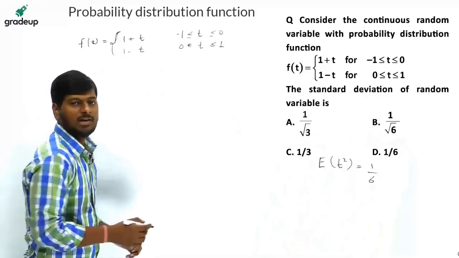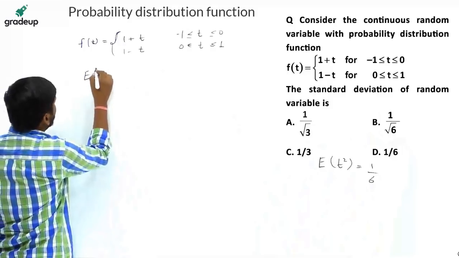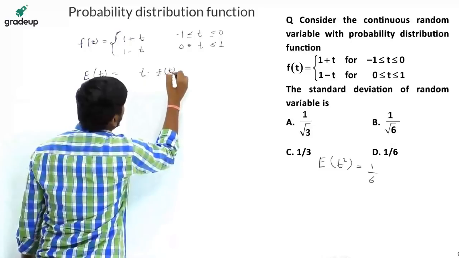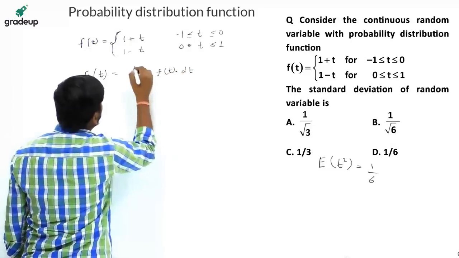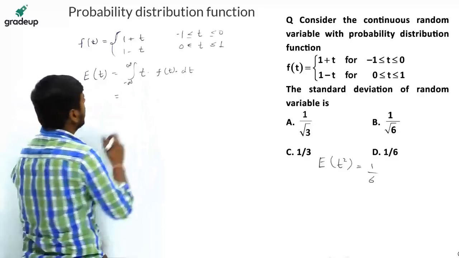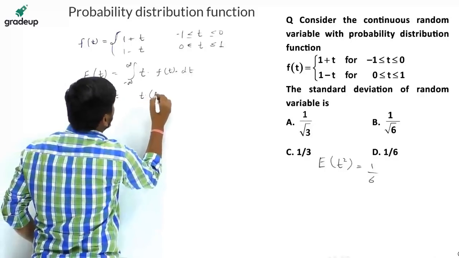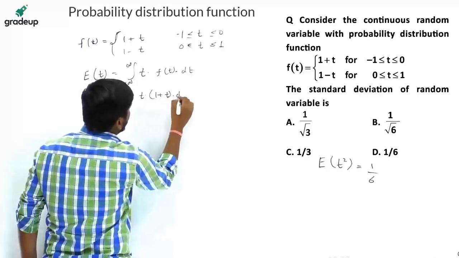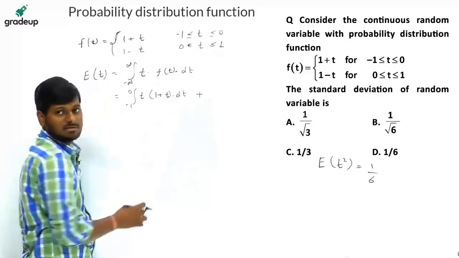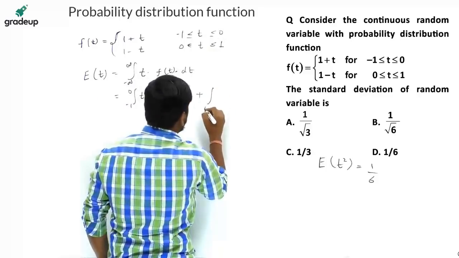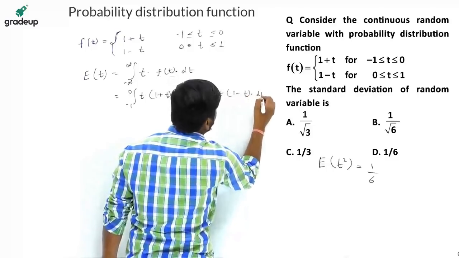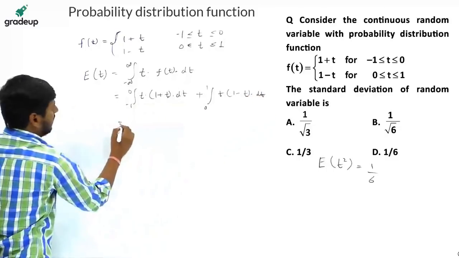Now we will find E(t). E(t) is the mean of the random variable. Mean is equal to the integral of t into f(t) dt, integration from minus infinity to infinity. So this is equal to t into 1 plus t dt, limits from minus 1 to 0, plus, limits from 0 to 1, t into 1 minus t dt. Okay, let's solve this.